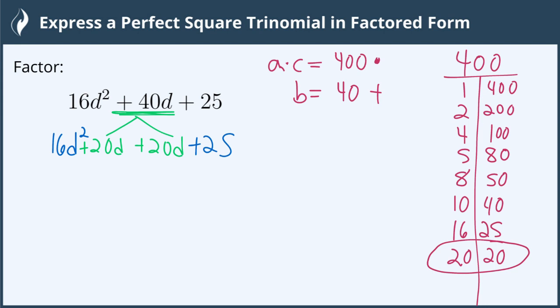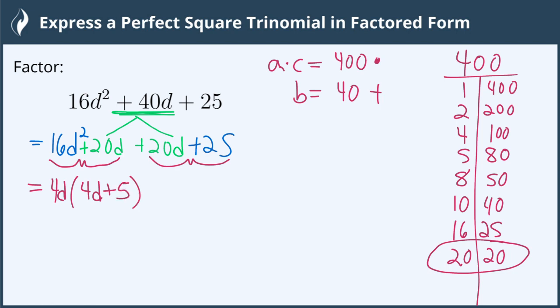Now, remember, factoring by grouping means that you are looking at the first two terms together and the last two terms together. What can I pull out of both 16d squared and 20d? I can actually factor out a 4 and a d from those. When I do that, I am left with 4d plus 5.